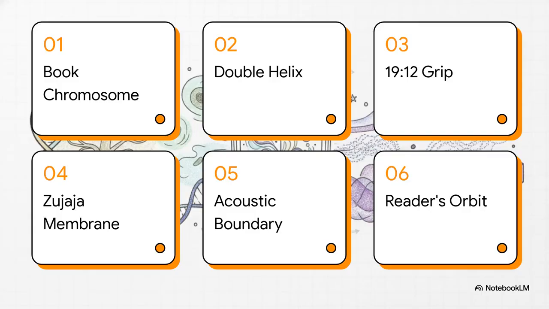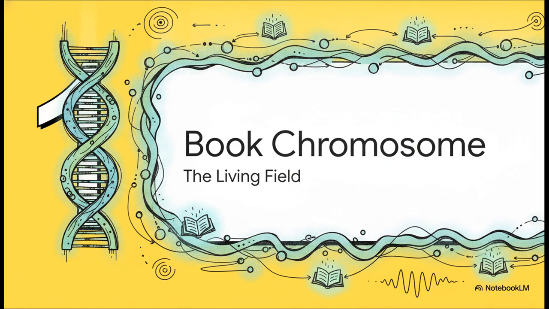So here's our structural roadmap for today. We'll start with the living book chromosome, move into the double helix topology, explore the 1912 centromere grip, the zujaja protective membrane, the acoustic boundary, and finally, the reader's final orbit. Let's kick things off with Section 1, the living book chromosome.